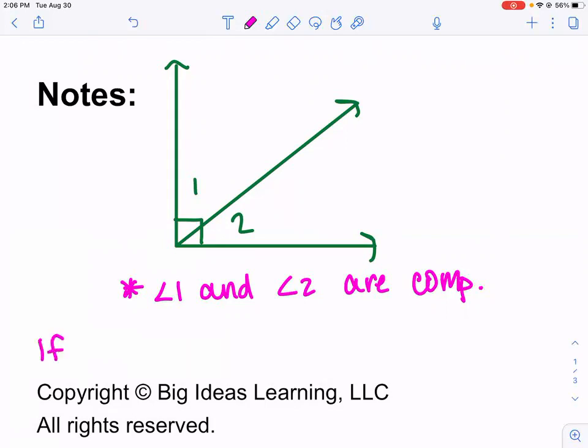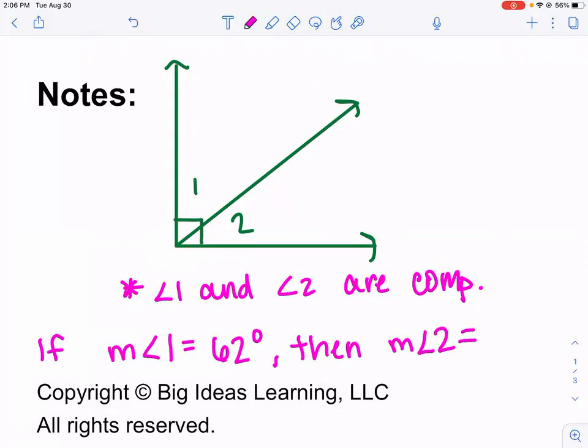So if the measure of angle 1 equals 62 degrees, then how do we, raise your hand, how do we find the measure of angle 2? Stella. 90 minus 62 to get angle 2 to be 28 degrees. Okay. Sometimes I'll give you cute little numbers. Sometimes I'll give you cute little algebraic expressions that you'll have to set up an equation with. Yes, we could say that angle 1 and angle 2 are adjacent. That is correct.